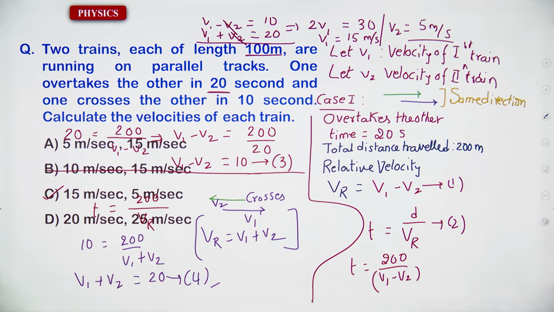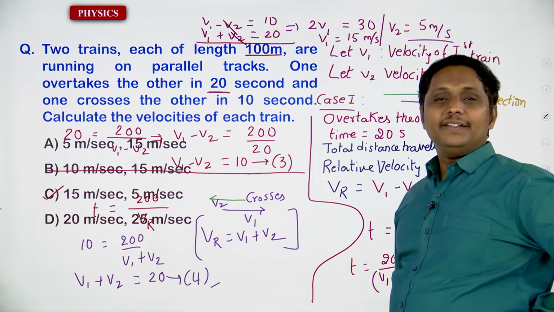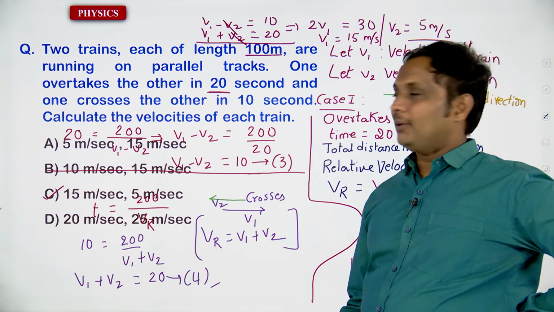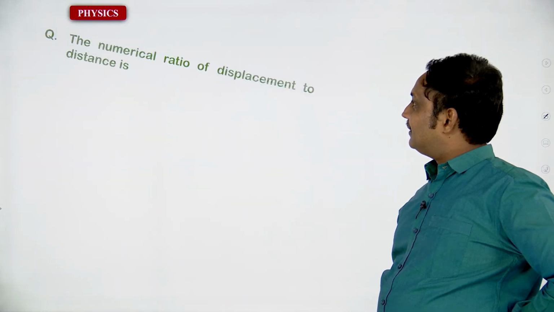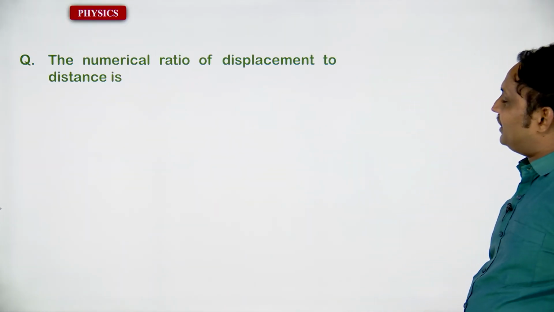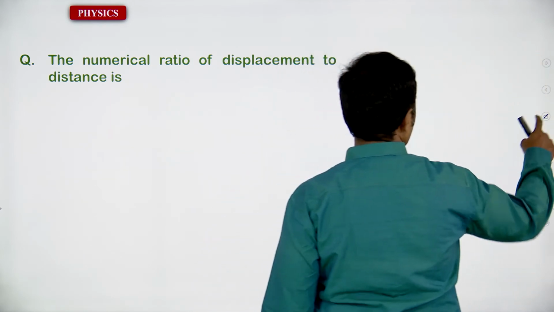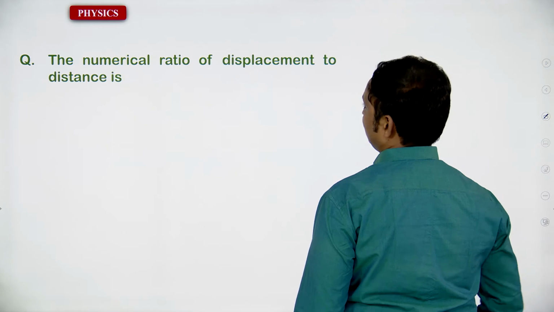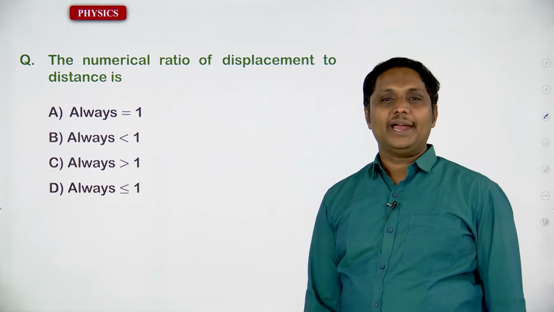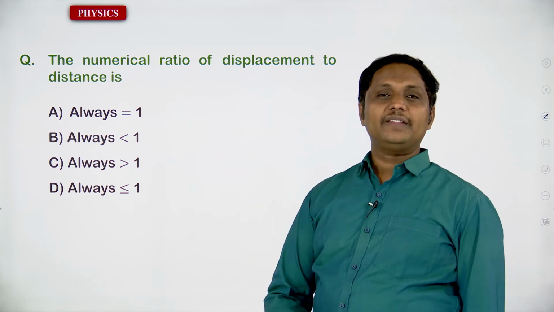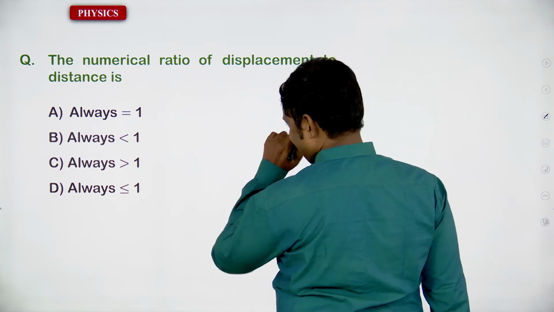Okay, students, just you have to solve this model. In this method, we will solve the problems, right? So you have to take this one. The numerical ratio of displacement to the distance. This is a very important problem. Is it always equal to 1? We would like to have the chance to discuss all the options. It's better for you.